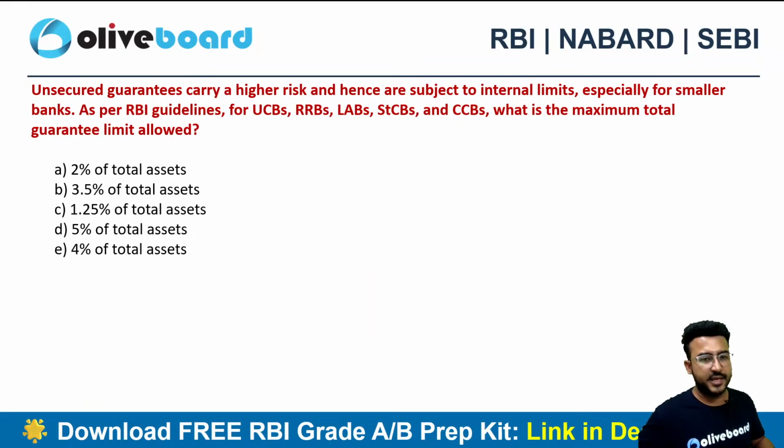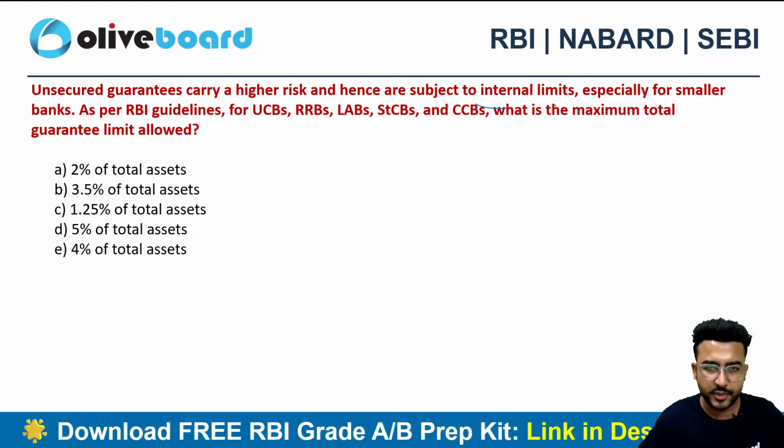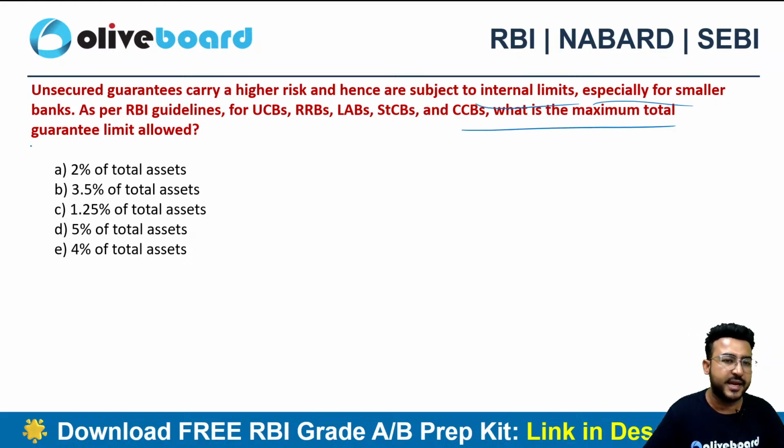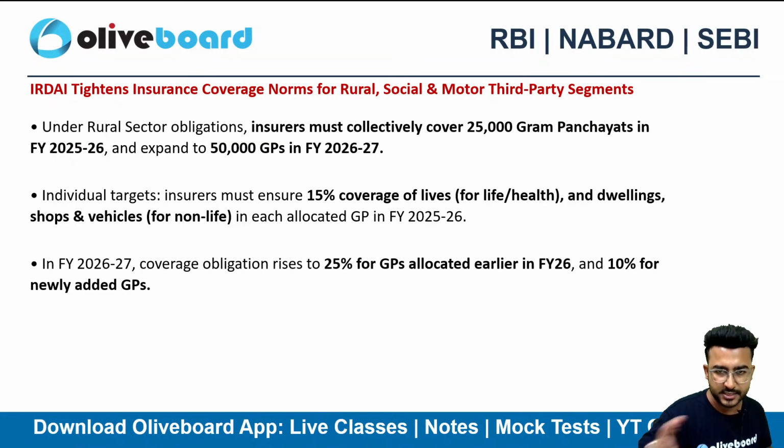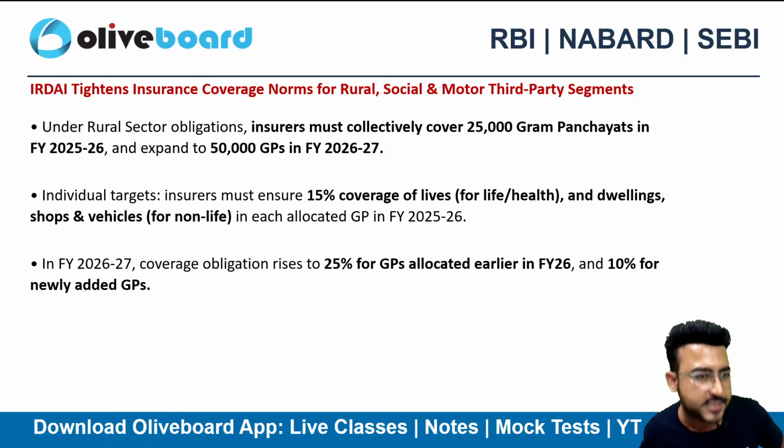Unsecured guarantees carry a high risk and hence are subject to internal limits as well. What is the maximum total guarantee limit allowed? The maximum total limit of guarantee allowed is 5% of the total assets. Okay, 5% of the total assets.